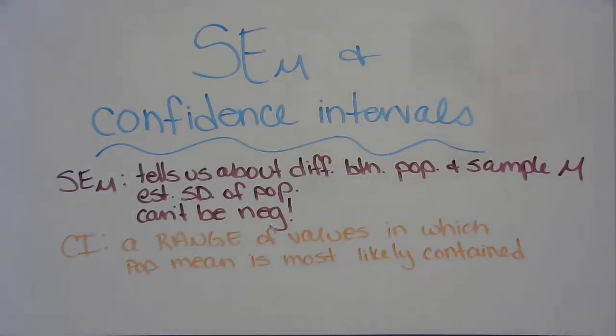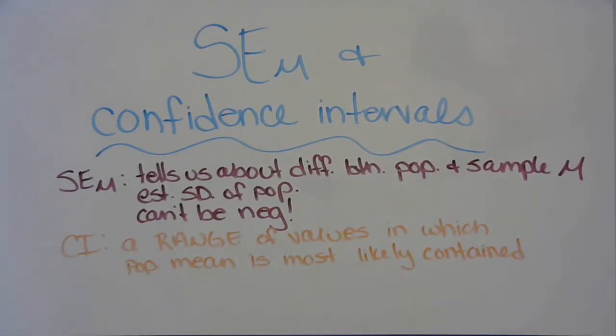Today we are going to talk about the standard error of the mean and confidence intervals. Now the standard error of the mean tells us about the differences between the population mean and the sample mean. It is the estimated standard deviation of the population, not the sample. The standard error of the mean also cannot be negative.